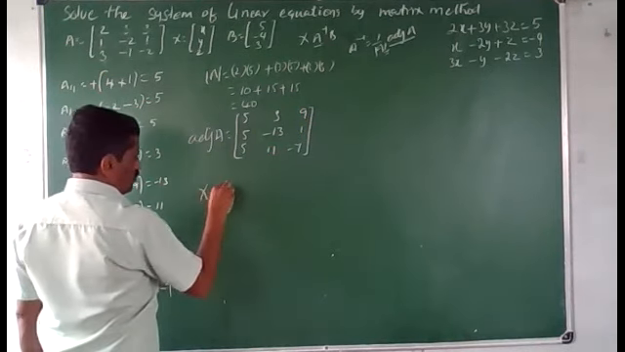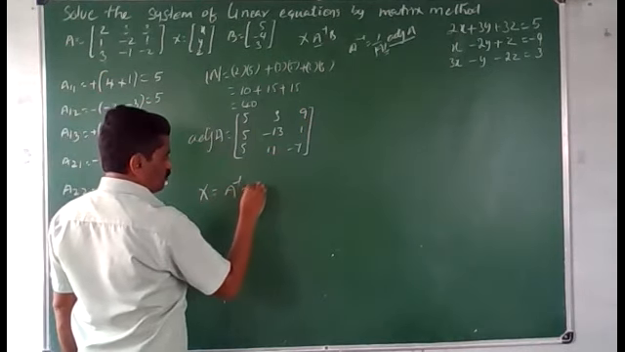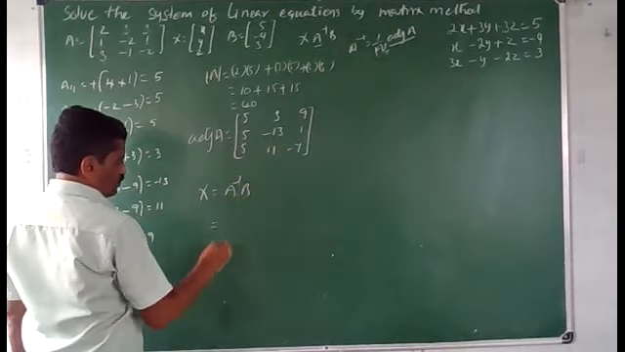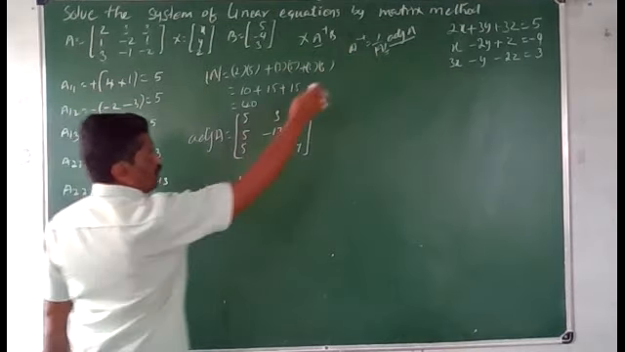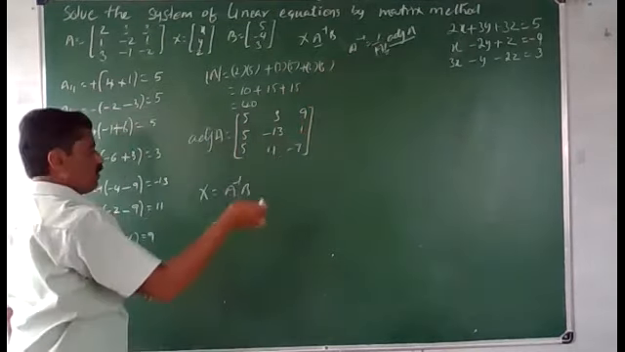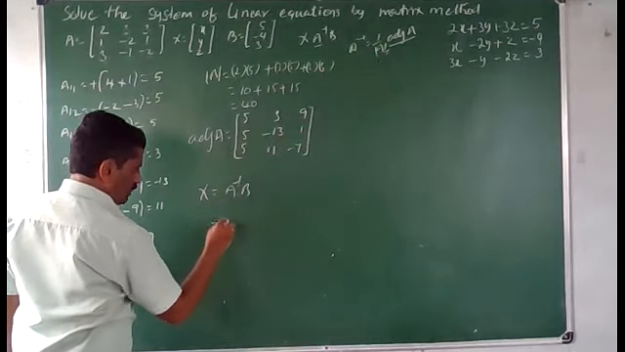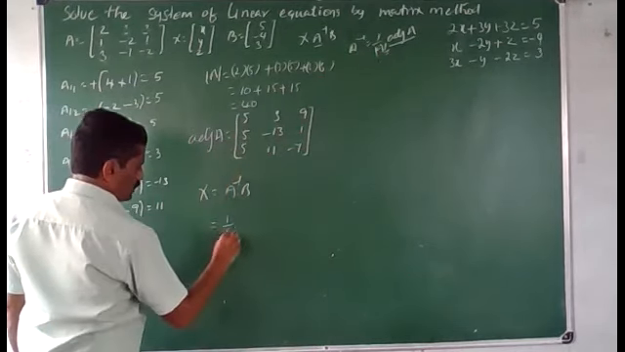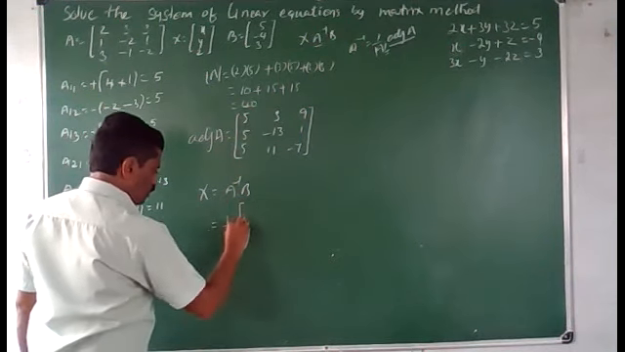So x is equal to A inverse into B. Again, that is equal to, what is A inverse? We have the formula 1 divided by determinant of A into adjoint of A. What is the determinant of A value? That is 40, into the adjoint matrix.